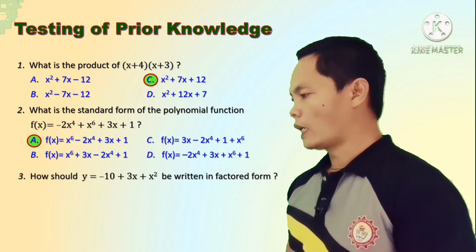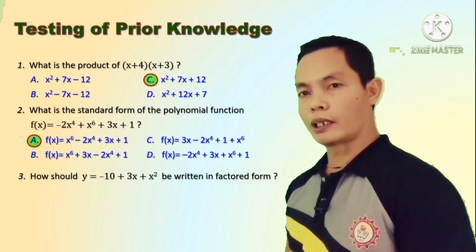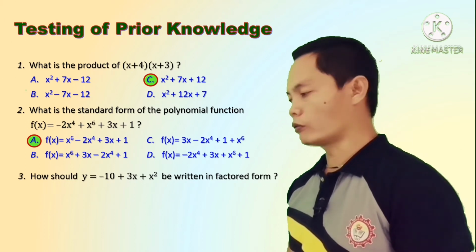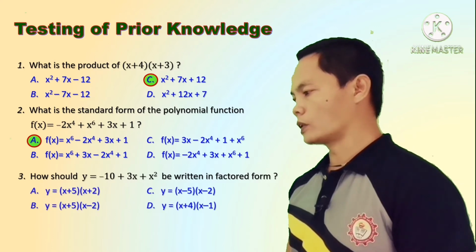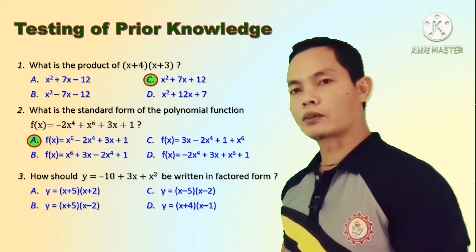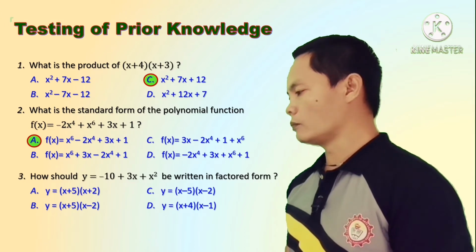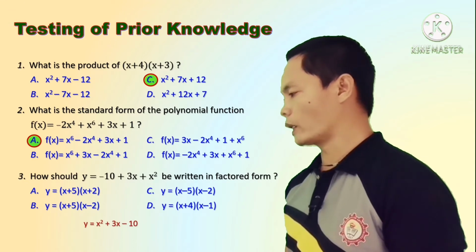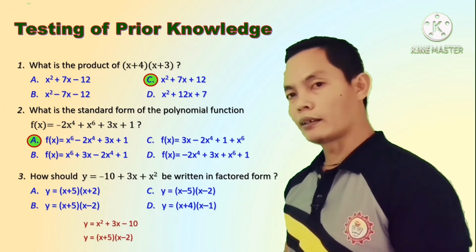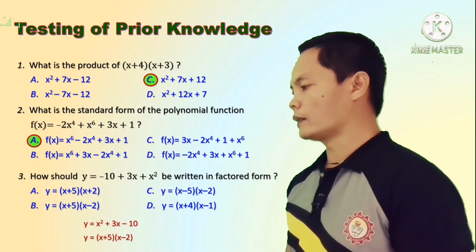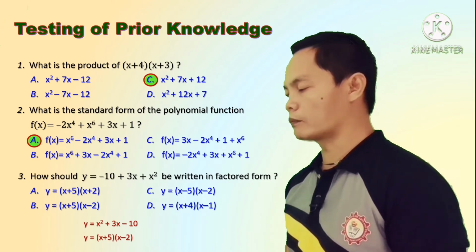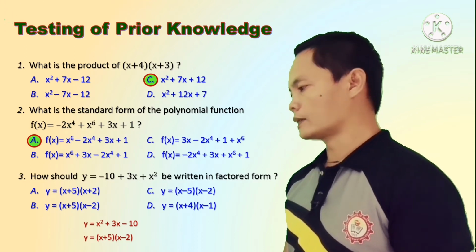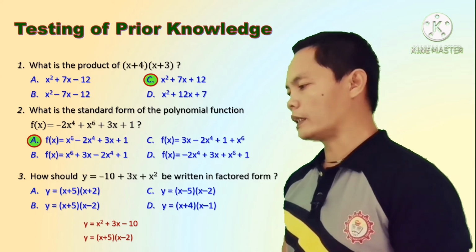Number 3. How should y equals negative 10 plus 3x plus x squared be written in factored form? In this function, all you have to do is just factor, but before that, rearrange the given from negative 10 plus 3x plus x squared into x squared plus 3x minus 10. Then, we will now find the sum or difference, which is the middle term, and the product, which is the last term, minus 10. That answer pertains to letter B.